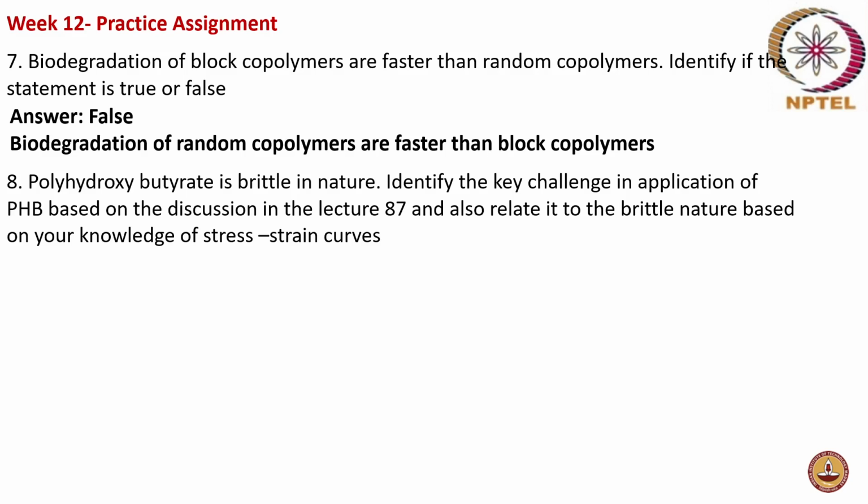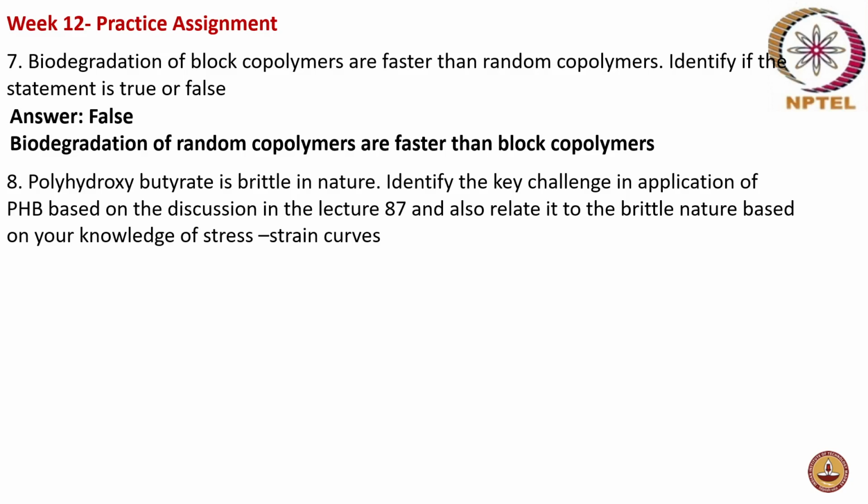In order to increase your production rate, you have to do a lot of microbial fermentation, and that will be a costlier aspect. That is one of the key challenges. In fact, to overcome this challenge, some plant based sources for producing PHB or any PHA, that is polyhydroxyalkanoates, are also being explored. That is additional information. But tell me, does this have any relevance to the brittle nature, or what other challenge will have a relation to the brittle nature?